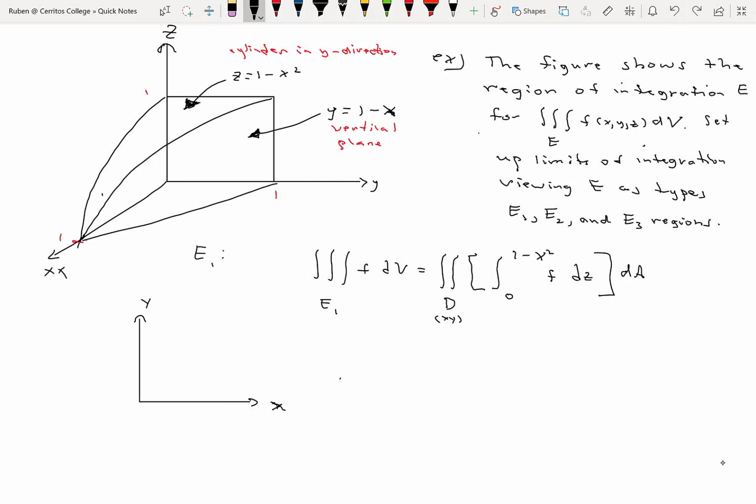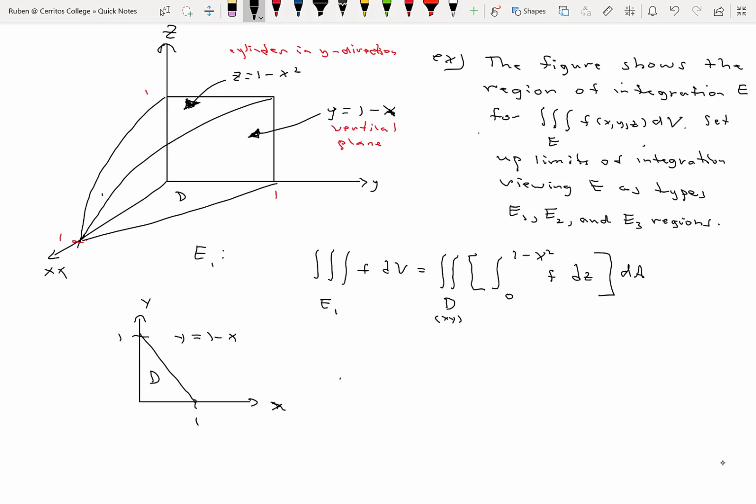The hypotenuse is the line whose intercepts are 1 and 1. So here's our region D. In 3 space, here's the D, xy plane. In 2 space, in the xy plane, here's the D. The equation of the hypotenuse is just the equation of the vertical plane, y equals 1 minus x, but it's only that portion in the xy plane, y equals 0.